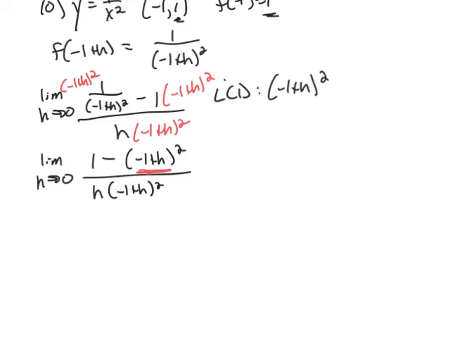I'm going to expand this term. Okay, so when I do that, just a side bubble over here, when I expand that out, write it twice and square it, I would get 1 minus 2h plus h squared. Okay, so I'm going to put that in.